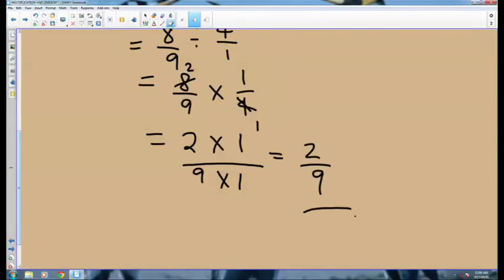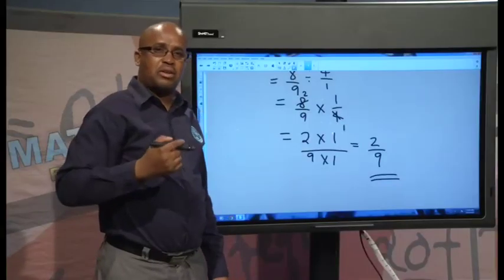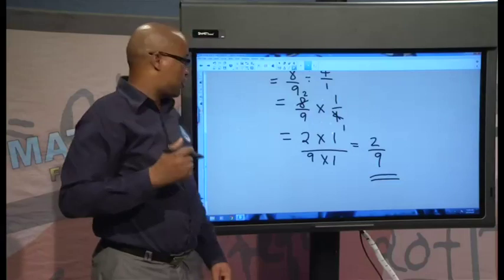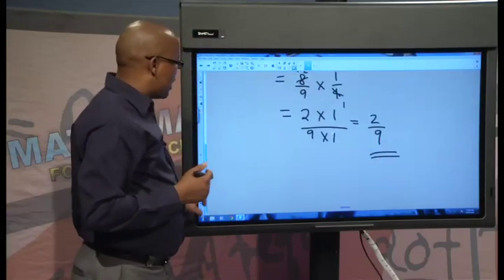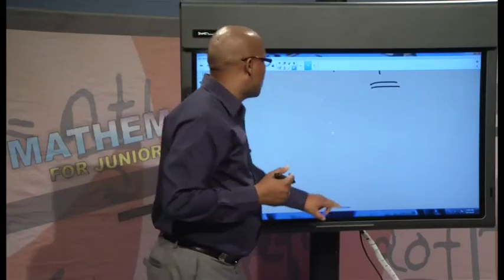The answer is 2/9. This is how you divide a fraction by a whole number. And then remember, we have talked about addition and division. We can always combine the two. We can have a situation where you are to divide a fraction or multiply them depending on the given example. Let us have a look at this example.